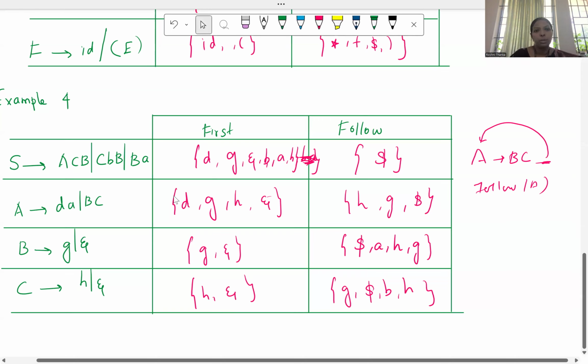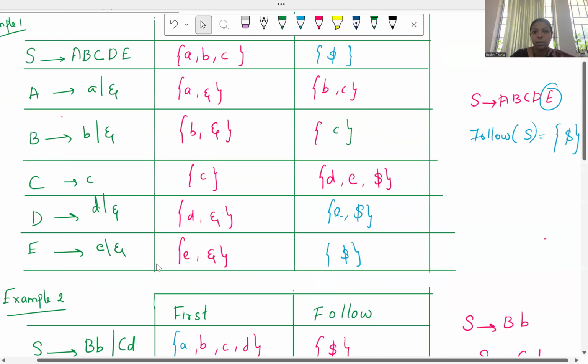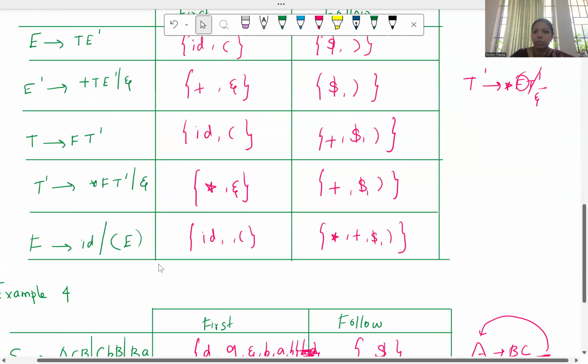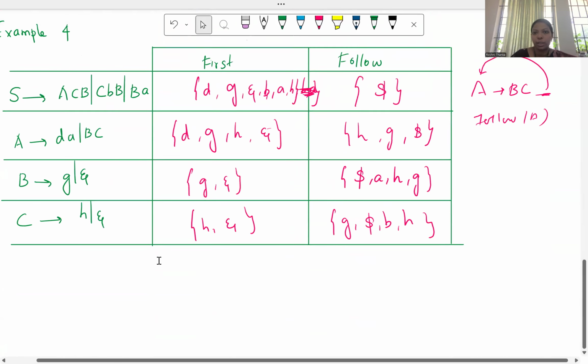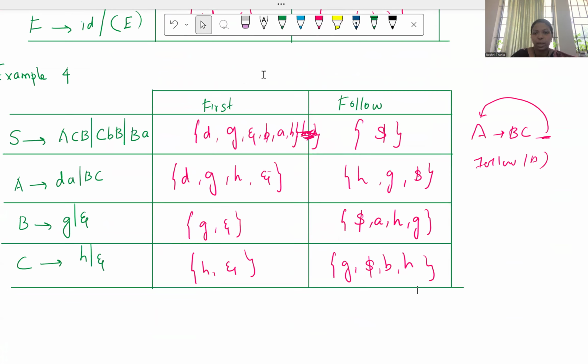So this is about the first and follow of this grammar. Hope you got it. We have discussed 4 different examples so that you must be very clear how to find the first and follow in different cases. Hope you got it. If you have any doubt, please rewind once again and look at it so that you'll be very clear in it.